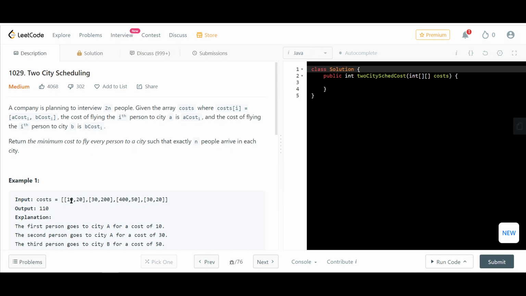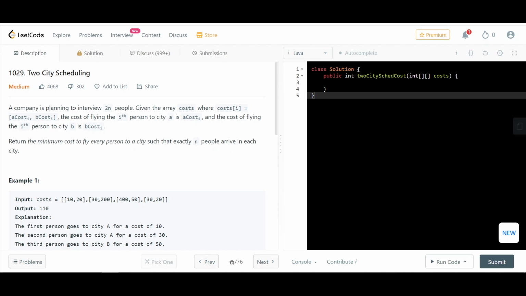So looking at this example, 10, 20. Basically what is given to us is there are an even number of people. Half of the people have to go to city A, half of the people have to go to city B, and we are given the cost of flying each person to city A and city B respectively. Now we have to decide which person to send to city A and which person to send to city B.